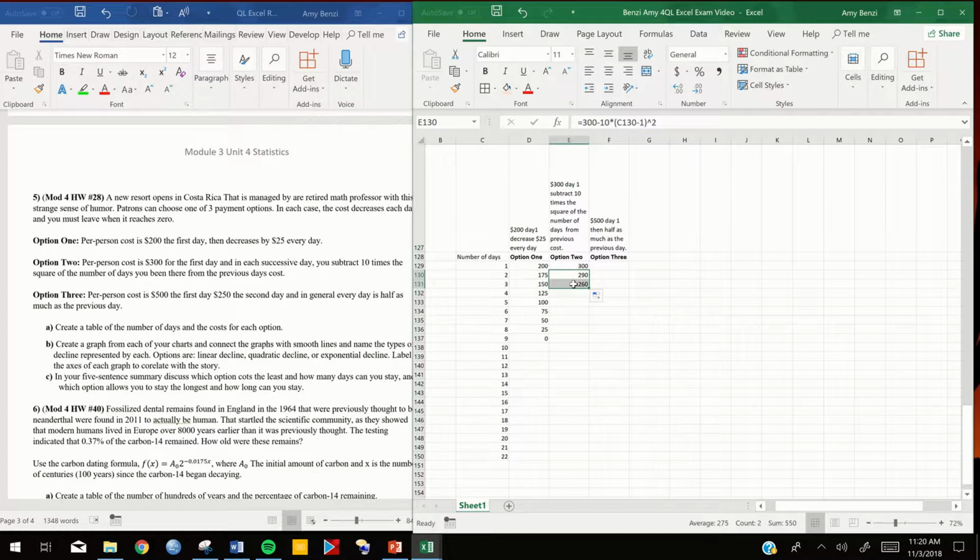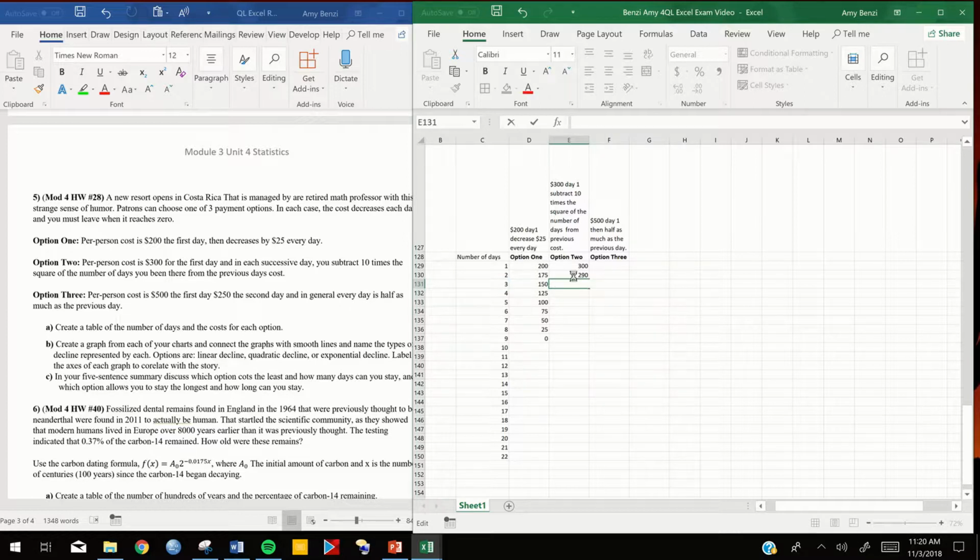On the third day, I still did 300 minus the square of how many days I've stayed there, but I needed to do 290 minus that. Do you see why I had to do 290? Because it's 10 times the square of the number of days you've been there from the previous day's cost. So when I get down to the third day, this should be 290. And I'm certainly not going to go through and keep changing all those values.